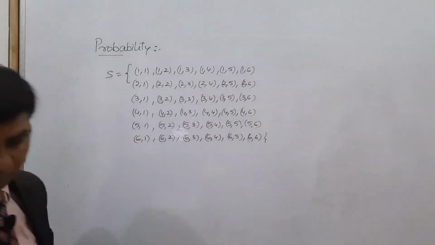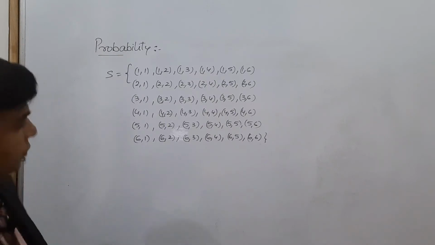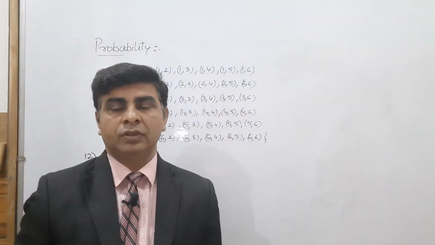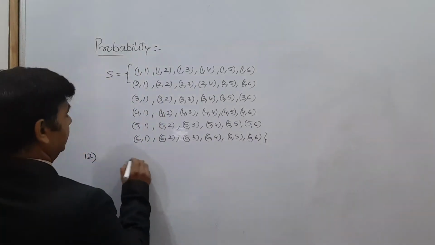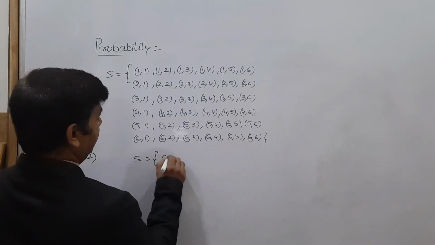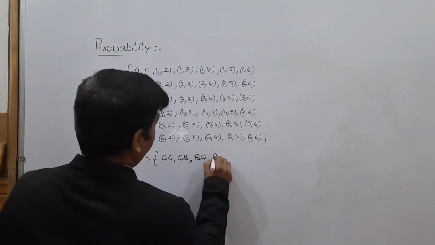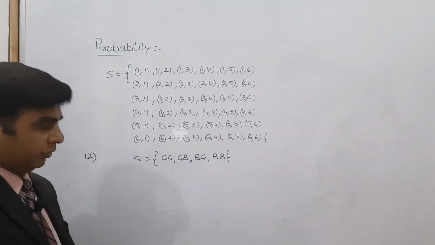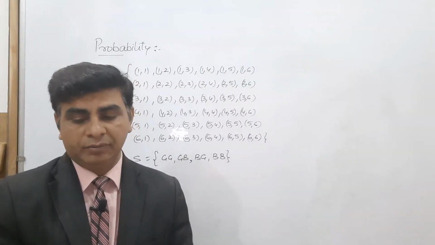Let me write down the sample space. I am doing question number 12 here now. A family has 2 children. So what is the sample space? Both may be girls, girl-boy may be there, boy-girl may be there, and both may be boys. Now what conditional probability do we need to find? We need to find the conditional probability that both are girls.